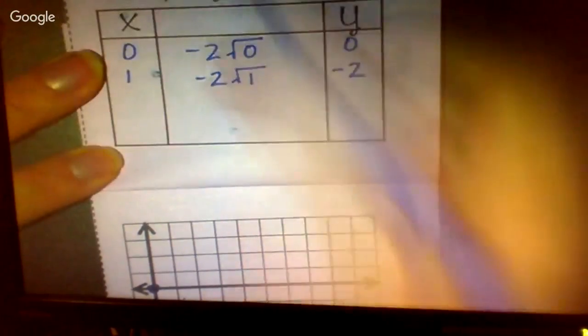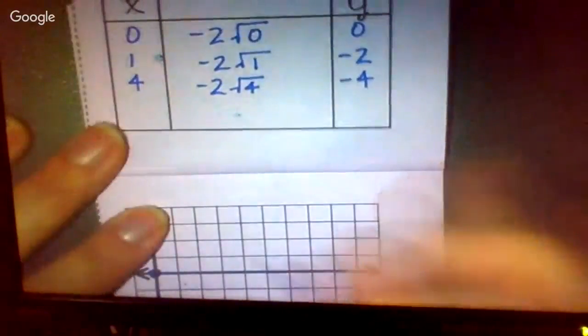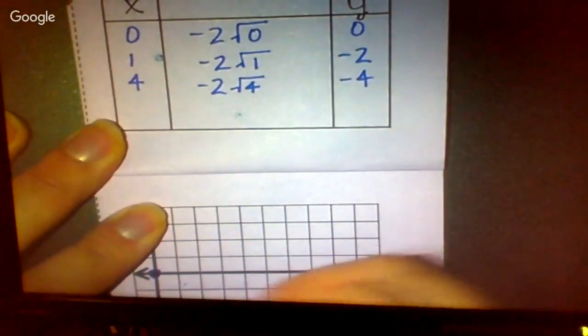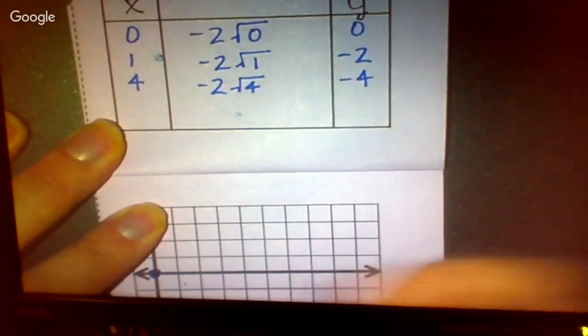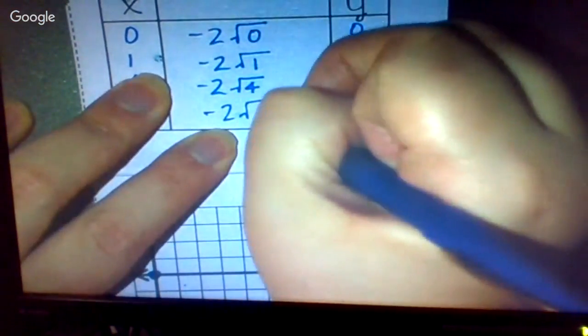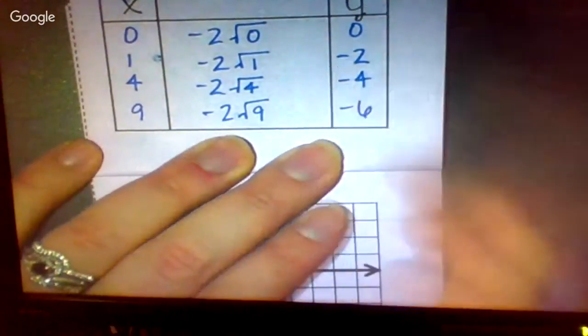The next number we plugged in was a 4. So -2 times the square root of 4. What's the square root of 4? 2. 2 times -2 is -4. Okay, the last one we plugged in was a 9. So -2 times the square root of 9. -6.